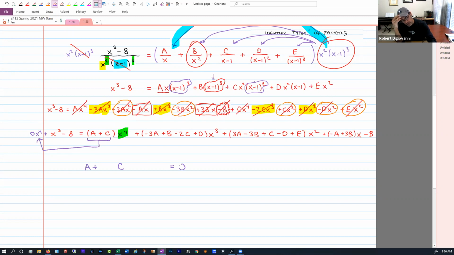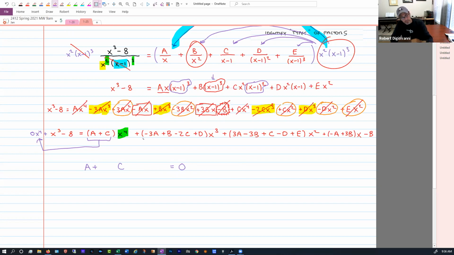Now look at the way I wrote that. You see how I wrote that? A plus, I left a space, C equals 0. The reason I did that is because I know I have A, B, C, D, and E in this. So I'm just giving myself room for all those variables. All right, that takes care of that.